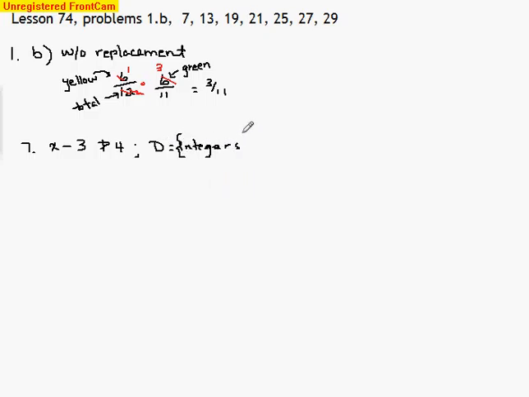So that's your domain. First thing you have to do is get x by itself. So we're going to add 3 to both sides. So we get x is not greater than 7. And not greater would be less than. So the thing that we're going to graph is x is less than or equal to 7. It's the opposite of not greater. So if it's not greater, then it's equal, and it's less than.